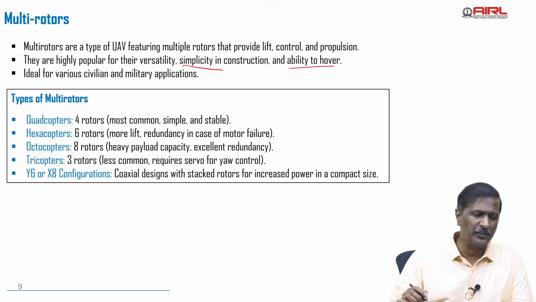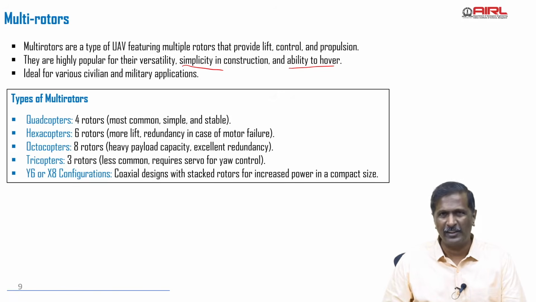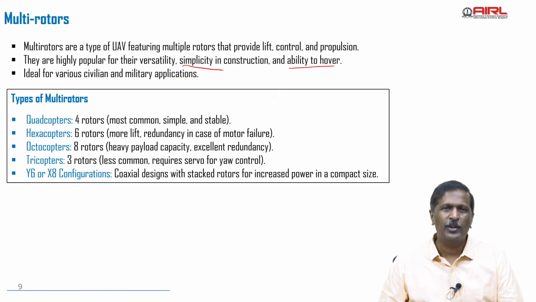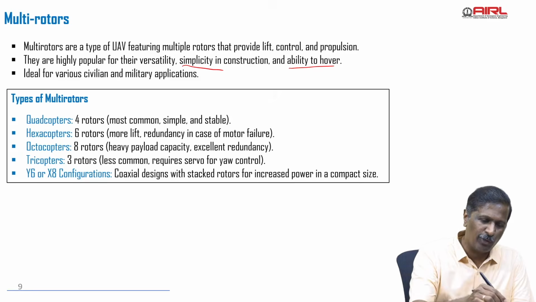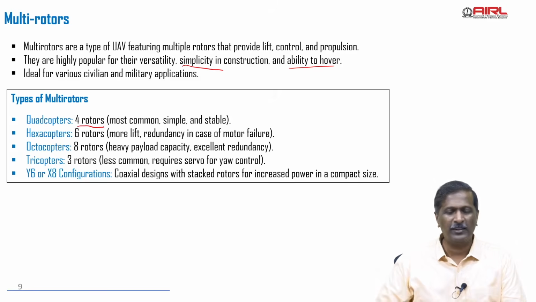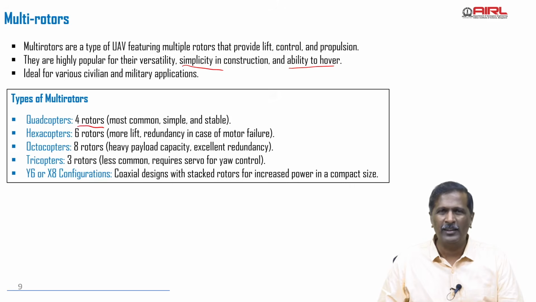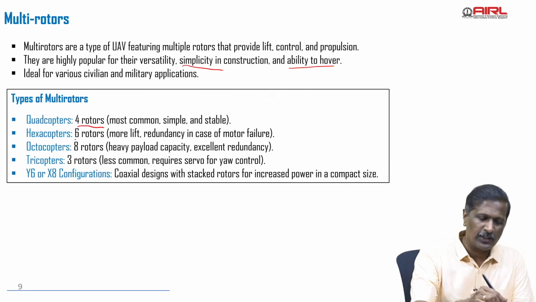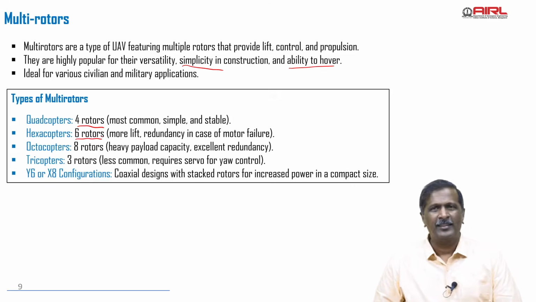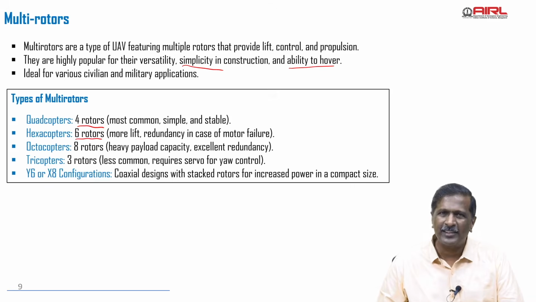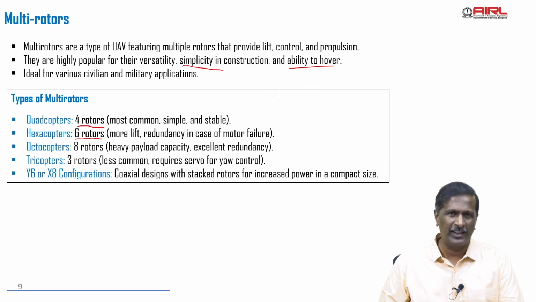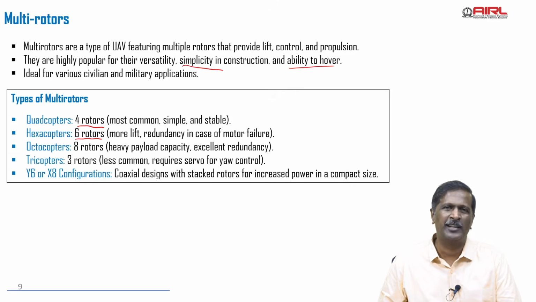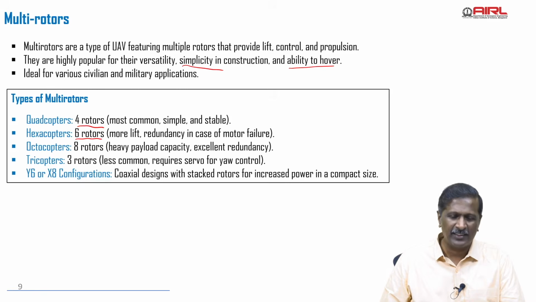Now, we can classify these rotors into different types based on the number of rotors present. If you have 4 rotors, it is called a quadcopter. It's the most commonly used drone, right? 6 rotors give more lift and more redundancy. Even if one motor or one propulsion system fails out of 6, it can still provide a reliable mission, right?